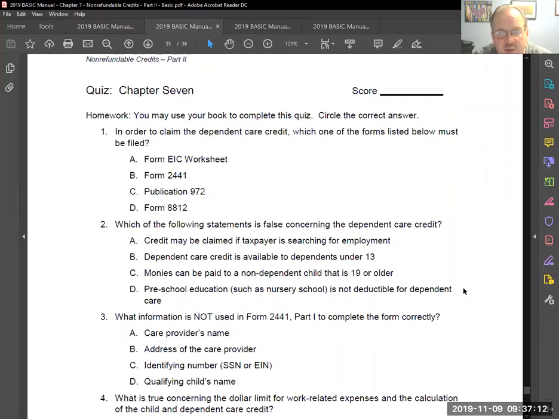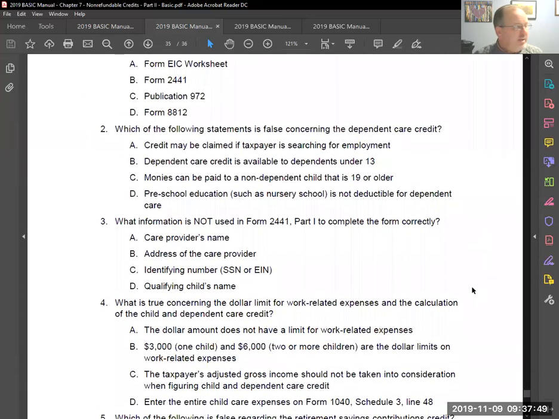C, monies can be paid to a non-dependent child that is 19 or older. Okay, that is true. Kind of a little one they threw in there for a trick. Remember, we talked about the fact that you cannot pay your 17-year-old daughter that you're claiming as a dependent and have that for the credit for the dependent care. Even though she may be watching and you're paying her to watch the younger siblings after school, that is not something that you can do, okay? So the answer is going to be D, preschool education such as nursery school is not deductible for dependent care. That is a false statement. It is deductible, okay?